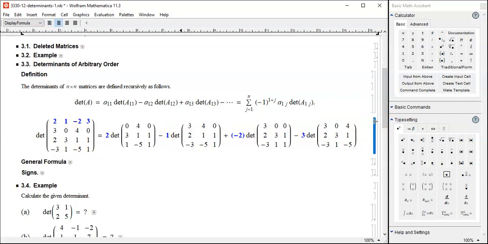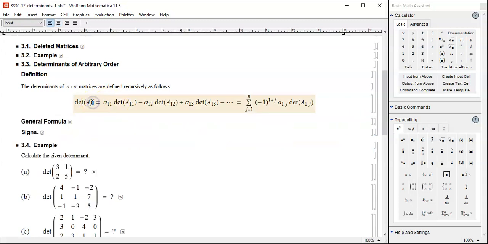So that's the definition of the determinant. Follow the first row and reduce. Now, please pay particular attention to this reduction. A determinant of order 4 can be written as a summation of determinants of order 3. In general, a determinant of order n is defined by a summation of determinants of order n minus 1. This kind of definition is called a recursive definition.